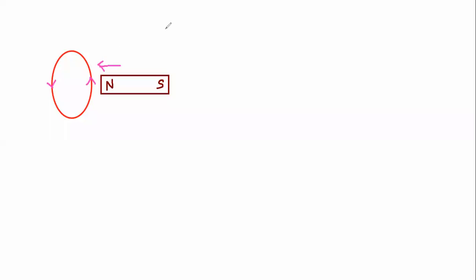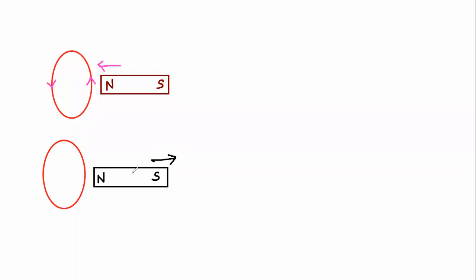If we are taking away the bar magnet from the circular loop, this is the north and this is the south. If we are moving the north pole away from this coil, this loop will act like a south pole. As we are moving away, the effect of the south pole is there. So this is the effect of the north pole, because the north pole is entering into it.